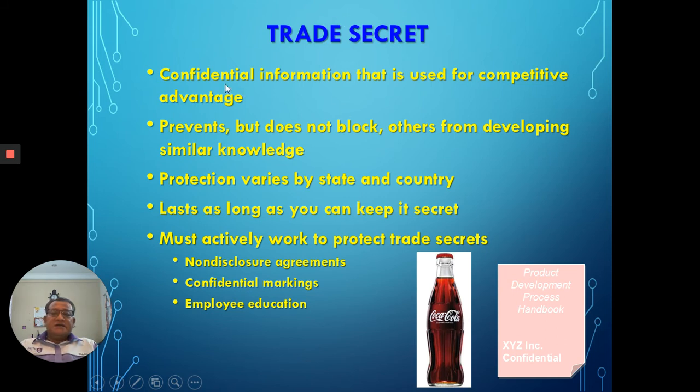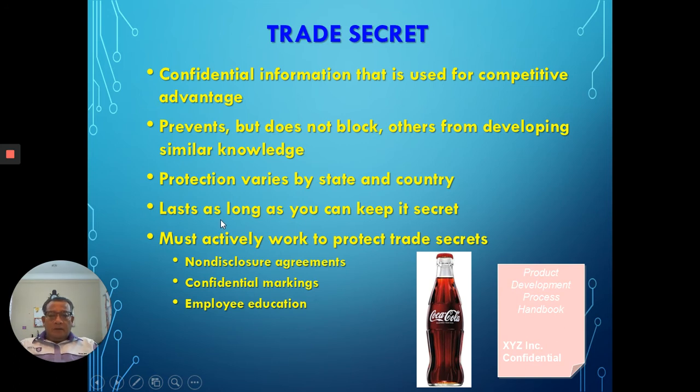Trade secret is actually confidential information that is used for business competitive advantage. The company creates the recipe and the formulation so that they can avoid direct competition by any copycat company. So trade secret actually prevents, but does not totally block others from developing a similar product. At least it may be able to preserve the right of the first or the pioneering producer of that secret recipe and formulation for the sake of the company. Protection is actually provided by either the country, the government, or the state government.